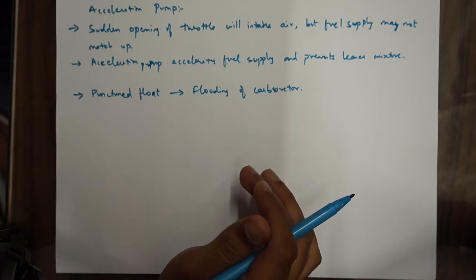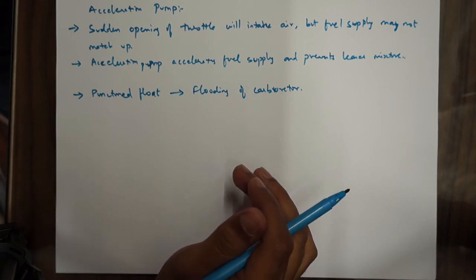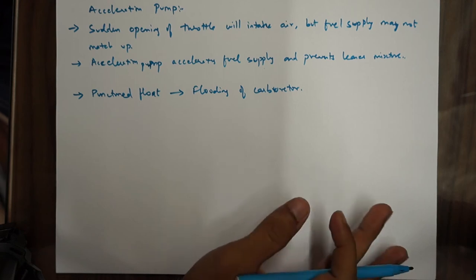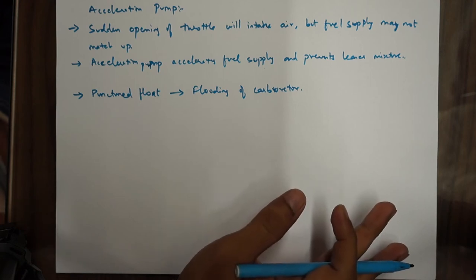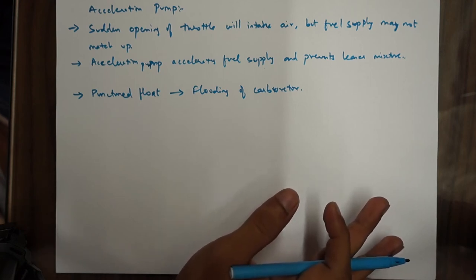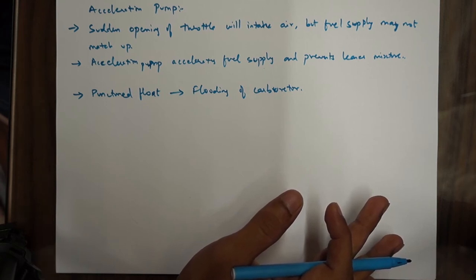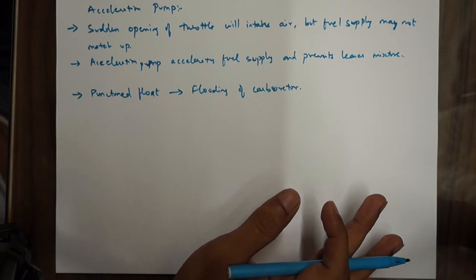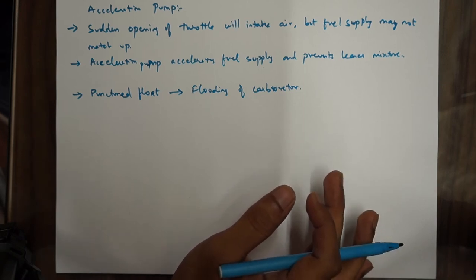Now there's also manual mixture control. If you're flying regularly, you know that at a higher altitude the density of the air goes down, and hence the quantity of air is less, and therefore we need to lean the mixture so that you maintain the performance of the engine.